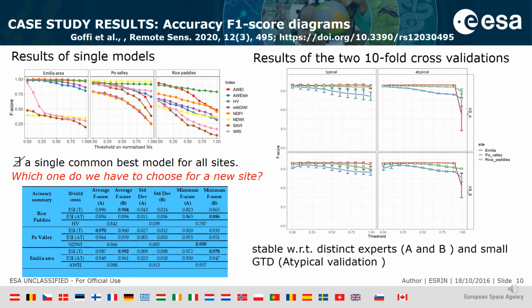Here are the F-score diagrams: on the left when using the single models, and on the right our model for the 2 experts and in the typical and atypical validation. On the left you can see that there is not a unique model that is the best in the 3 areas. So which one do we have to choose for a new site? With our model, it is capable of selecting the best model in each area automatically. And the model is stable with respect to distinct experts, as you can see, and also with respect to small ground truth data. It is superior or equal to the best model.